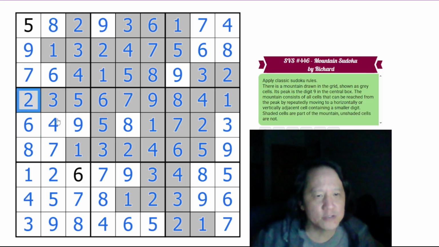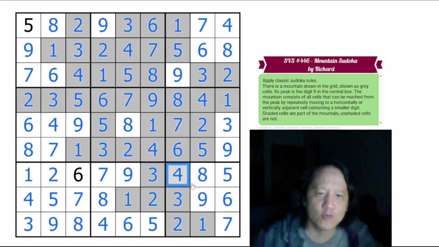6 is greater than 2. 4 is greater than 3. 9 is greater than 5, 5, 1. 8 is greater than 7, 5, 2, and 1. 3 is greater than 2 and 1. 9 is greater than 5. 6 is greater than 1. Did I do 7? 7 is greater than 1, obviously. 6 is greater than 1. 7 is greater than 3. 9 is greater than 2, 3, 1.